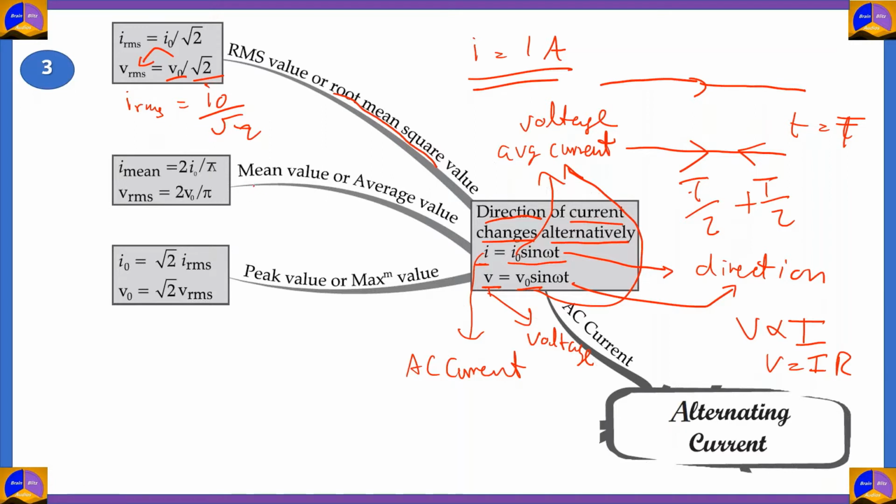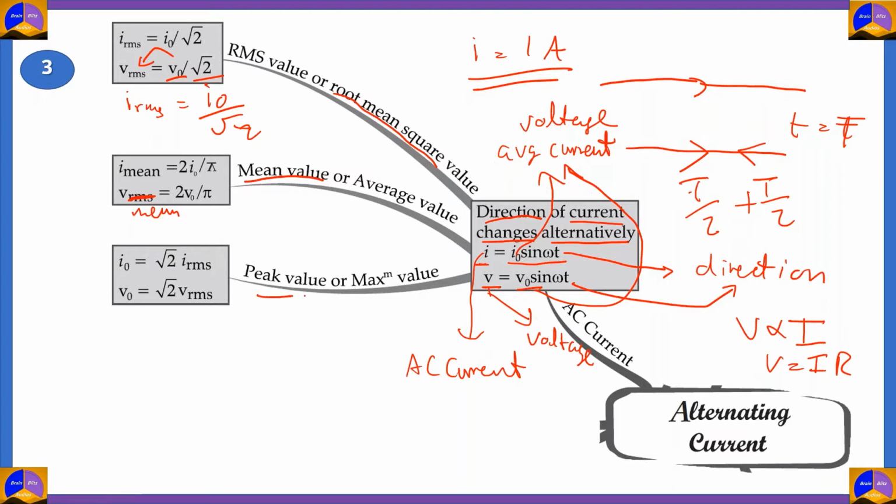Now, we need to find out the mean value. So this is the actual average. The other one is by experimentation, but this is the calculated version of the mean value. To find the mean value, we multiply I naught by 2 and divide it by pi to get I mean from I naught. And V mean is obtained in the same way. So V naught is multiplied by 2, then divided by pi.